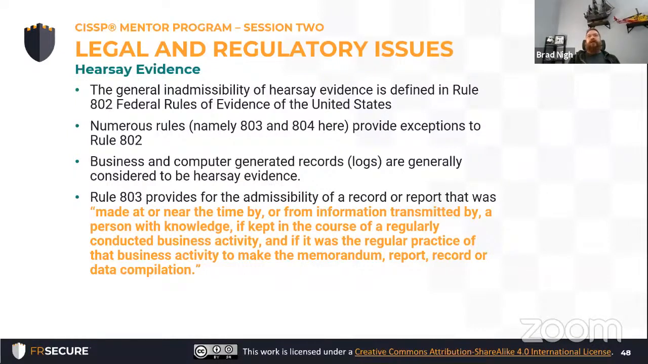So business and computer generated records are considered to be hearsay. However, you can see what it actually says there. Really what it's saying is if you regularly collect logs, review them, and find something, that would be okay. If you're doing these things in the course of regular business, that's fine. If you go back and do it just once and find something, that's not going to be admissible. That's going to be hearsay. But if you can prove it's part of the regular practice of the business to do that activity, it would be admissible.